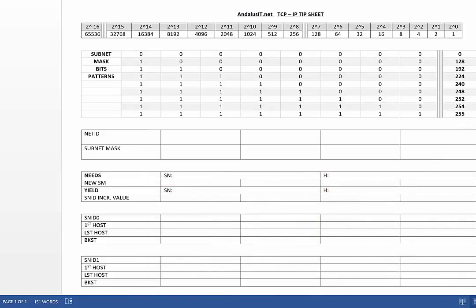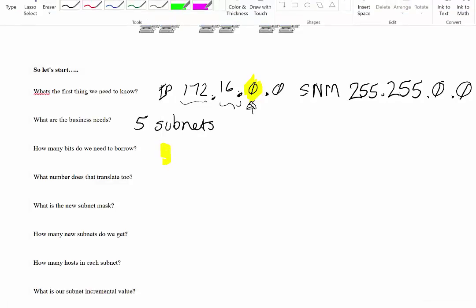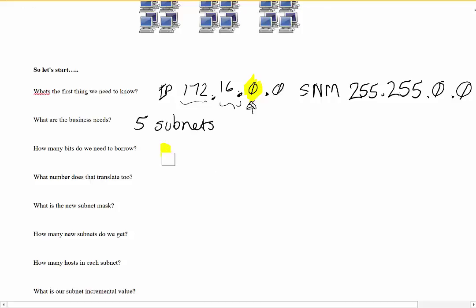Oh, not there. Over here. So how many bits do I need to borrow? Let's go back to that. Erase that. All right, how many bits do I need to borrow? I need to borrow 3 bits. All right, what number does that translate to? Or sorry, 3 bits, which gives us 8 networks.